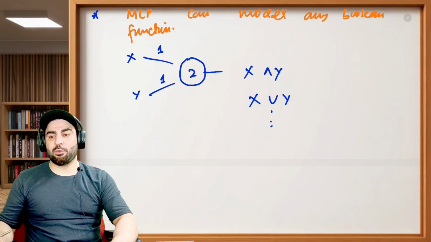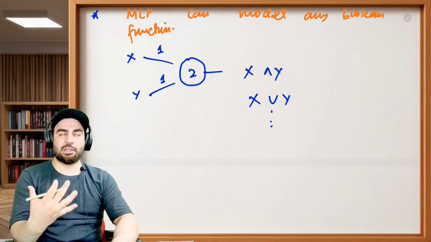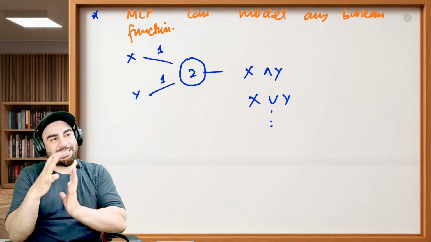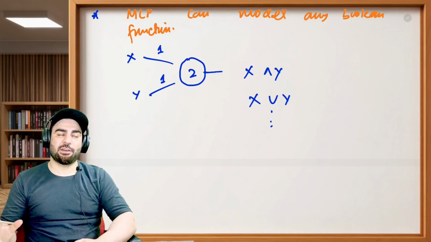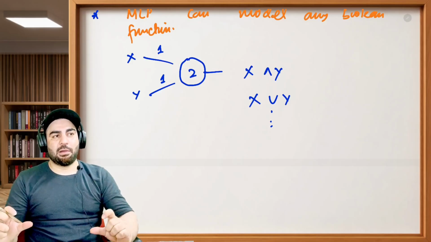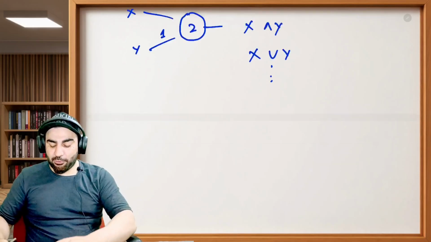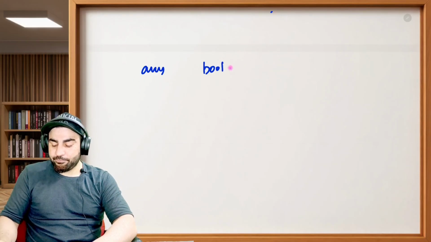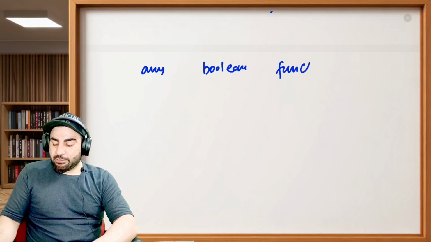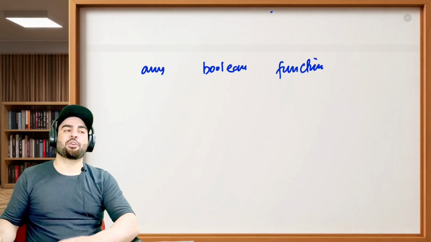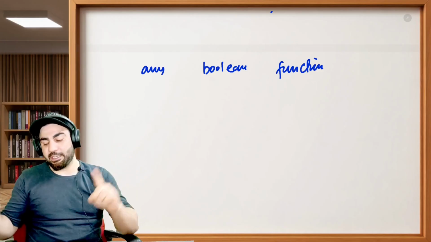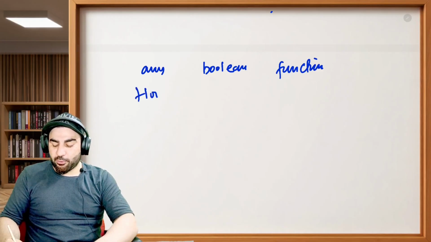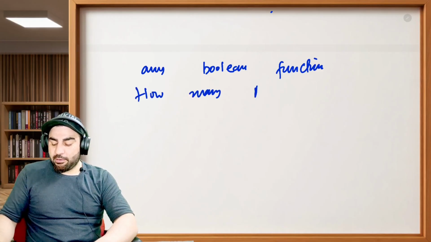So basically, what I want to do today is show you how I can compare depth and width. Now you know that if I have any type of Boolean function, how many neurons, if I only have a single layer, do you think I require? How many neurons do I need?